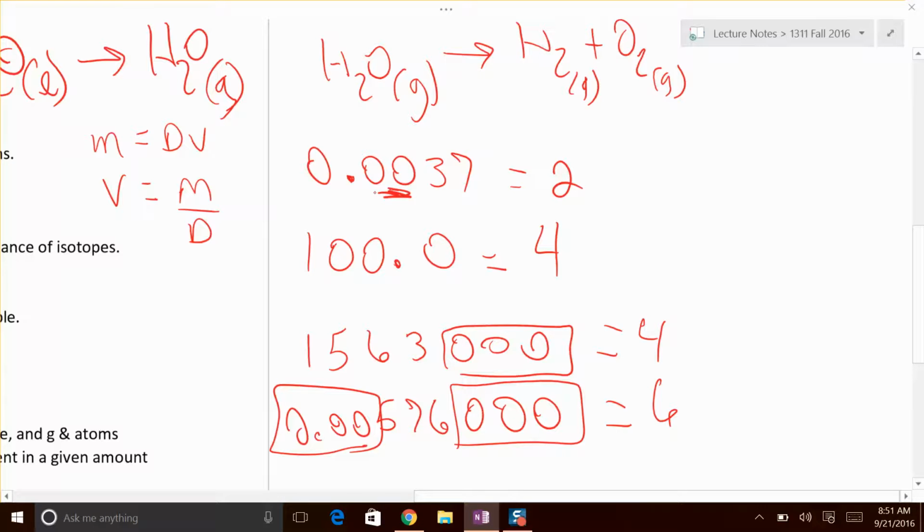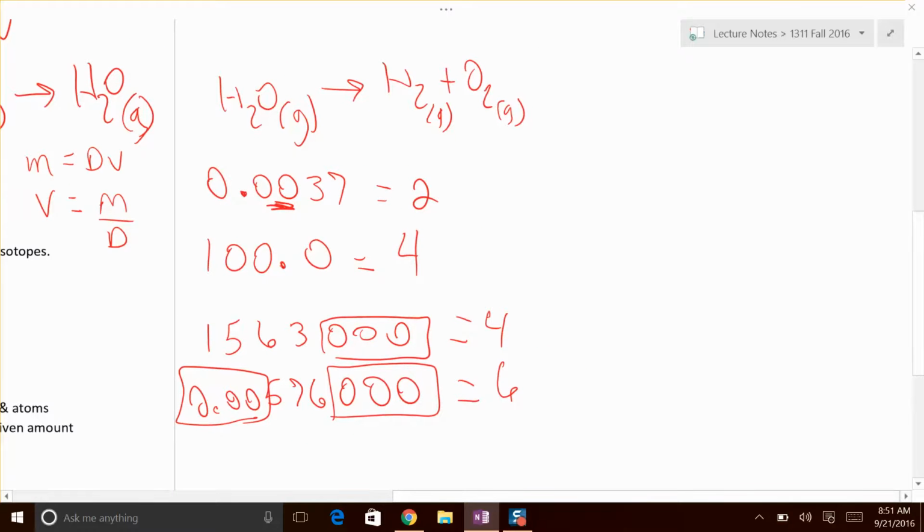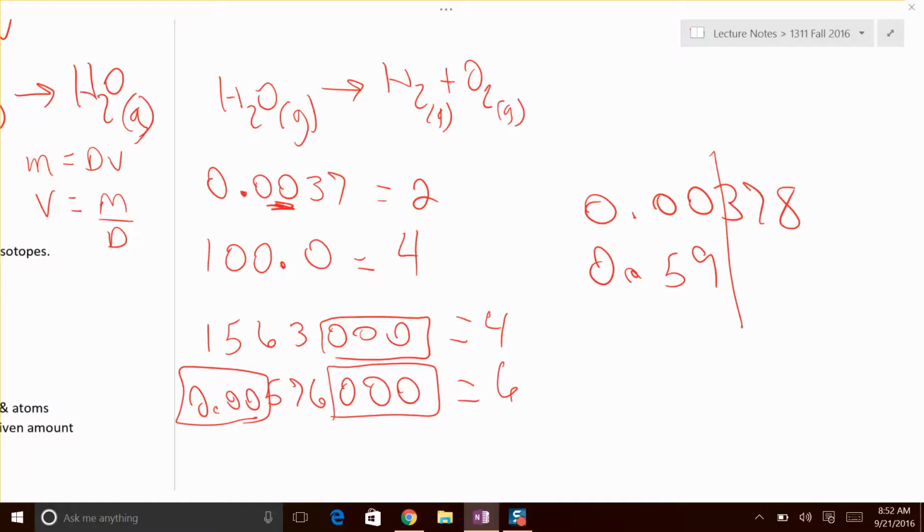Okay. Are you going to give us problems as well, like addition? Yeah. So how do you add? If I add two numbers, 0.00378 and 0.59, how many decimal places will I keep? Two, right? I cut it off right here. That's for addition and subtraction. For multiplication and division, I keep the one that has the least number of significant figures.